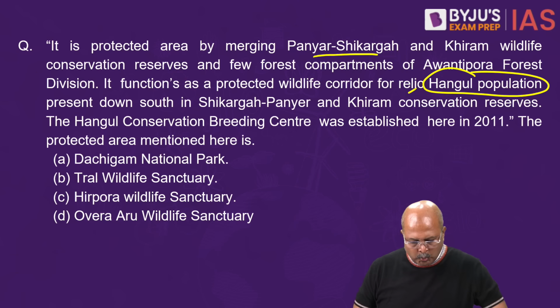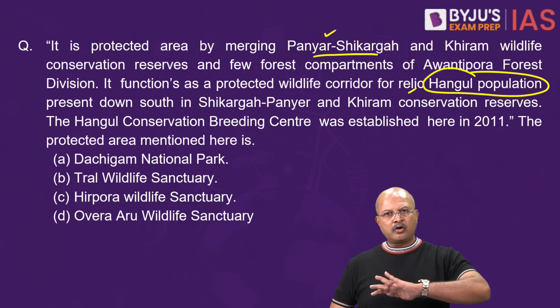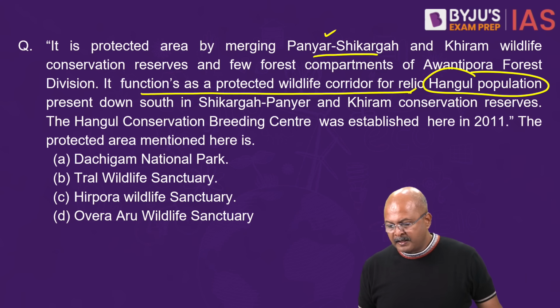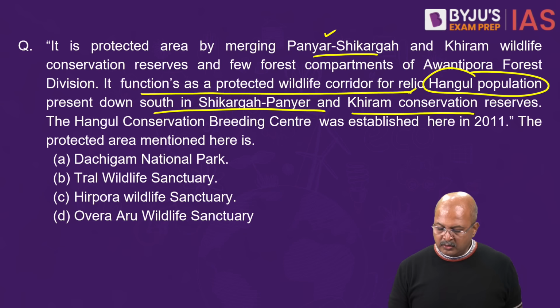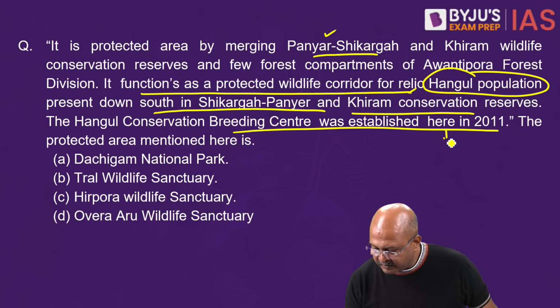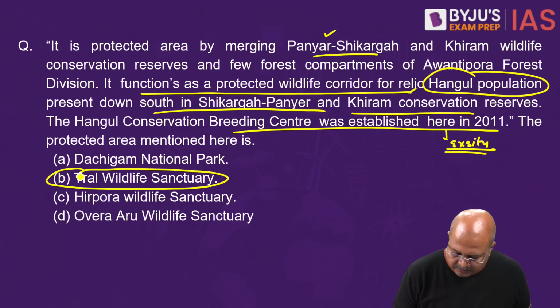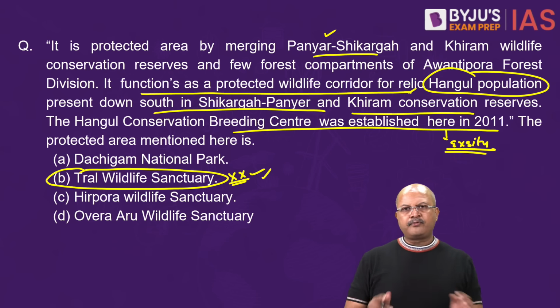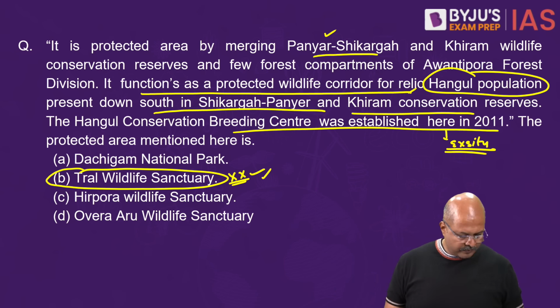Now moving down to the questions here. It is a protected area merging Overa, Shikargarh and sometimes they may not give any districts also. And it functions as a protected wildlife corridor to the relic Hangal population in Shikargarh, Overa and Kishtwar conservation reserves. The Hangal Conservation Breeding Center was established here in 2011. That was ex situ. And the protected area mentioned here is the Tral Wildlife Sanctuary. So you should be careful in reading the statements and how you can apply them with the objectives which are given to the question.